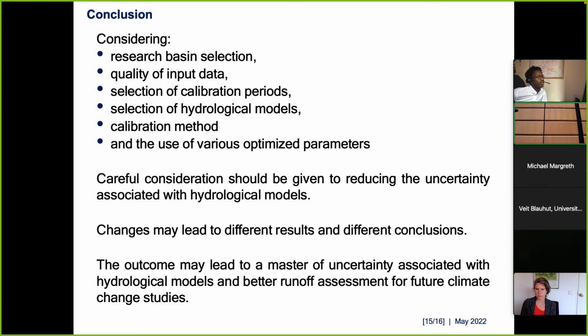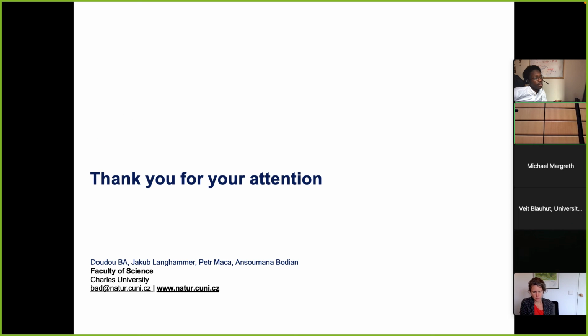Certain aspects such as the catchment selection, the quality of the input data, the selection of the proper calibration period and proper hydrological models, the calibration method, and also the various optimized parameters are really important when doing hydrological modeling for better runoff assessment, because changes in one of these aspects may lead to different results and then different conclusions. So the outcome of this research may lead to a measure of uncertainty associated with hydrological models and a better assessment of the runoff.